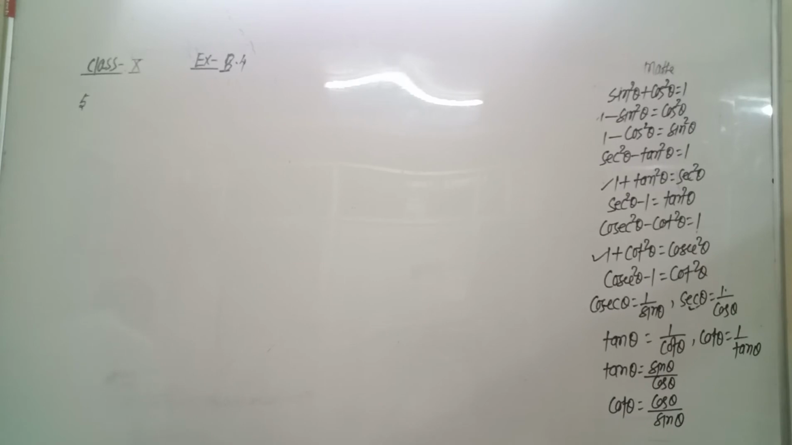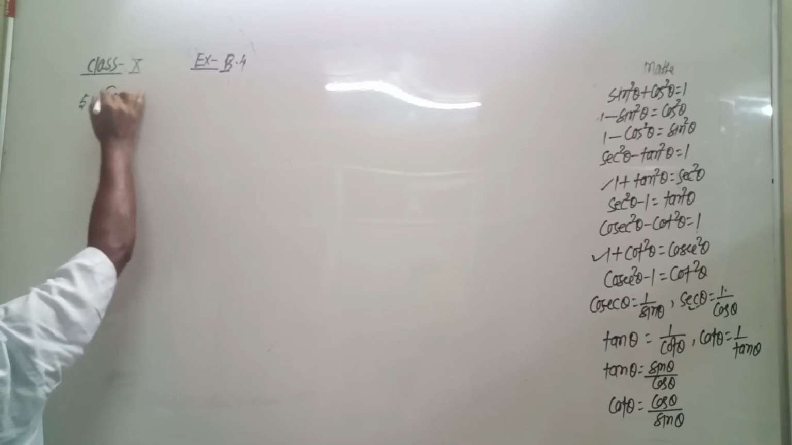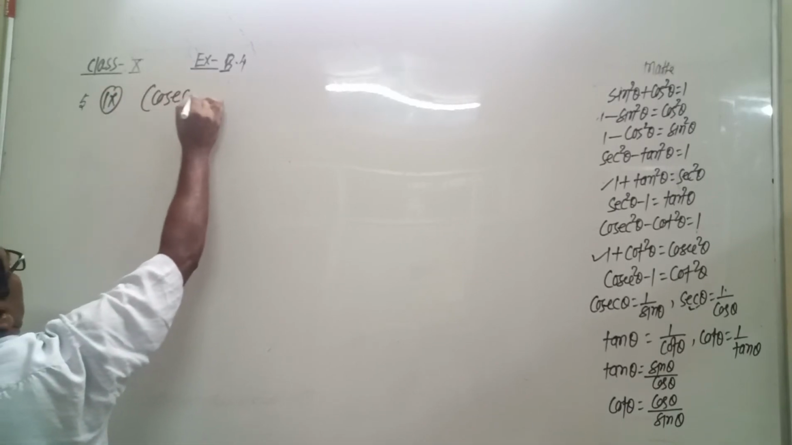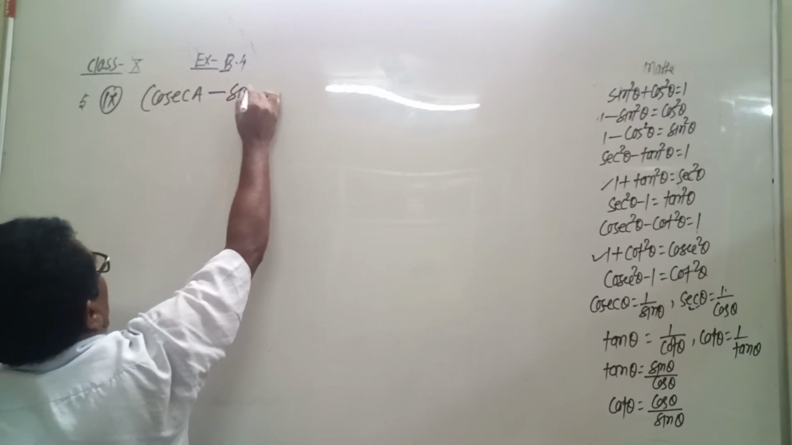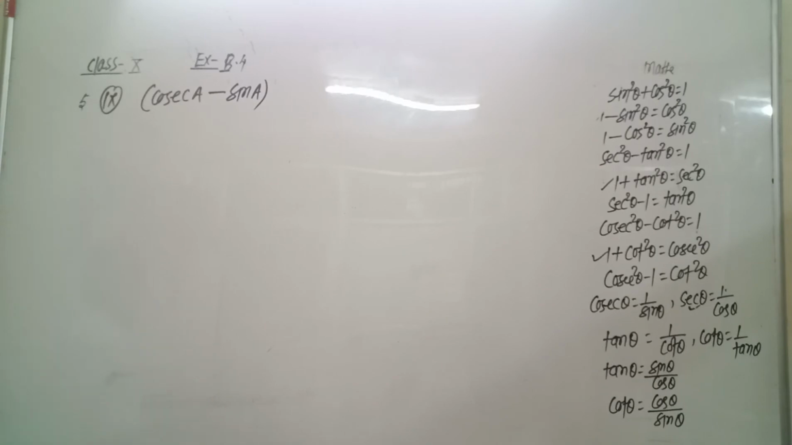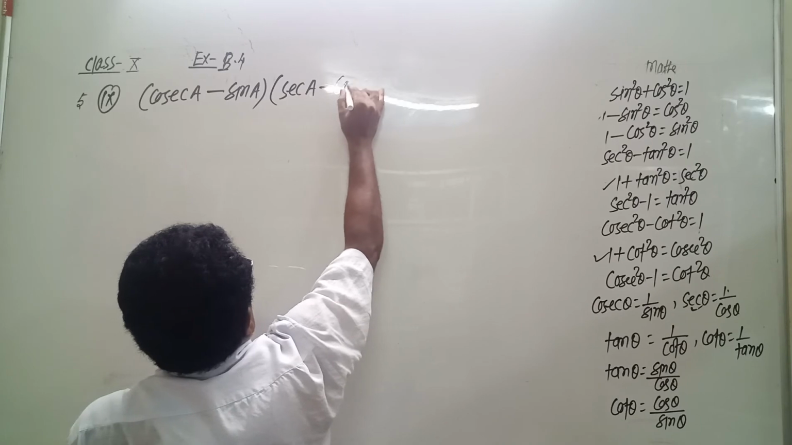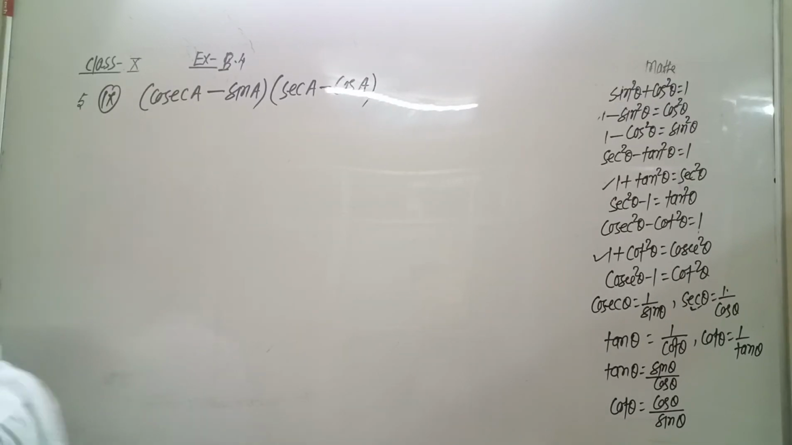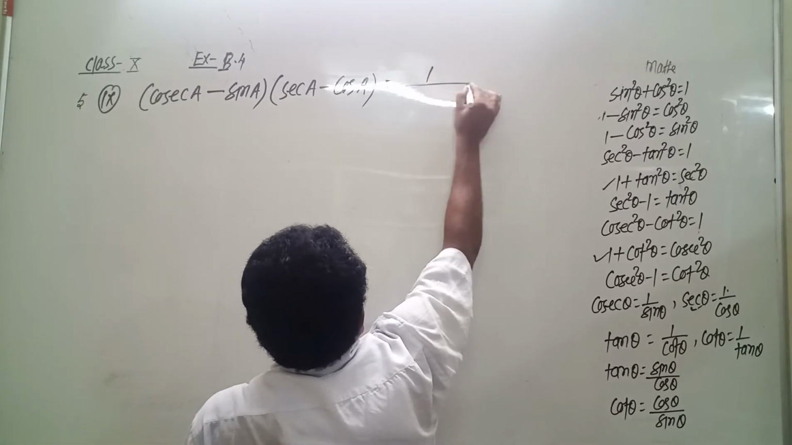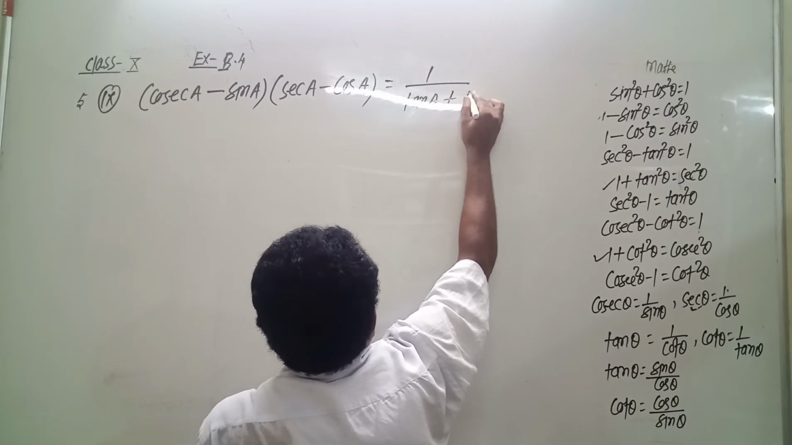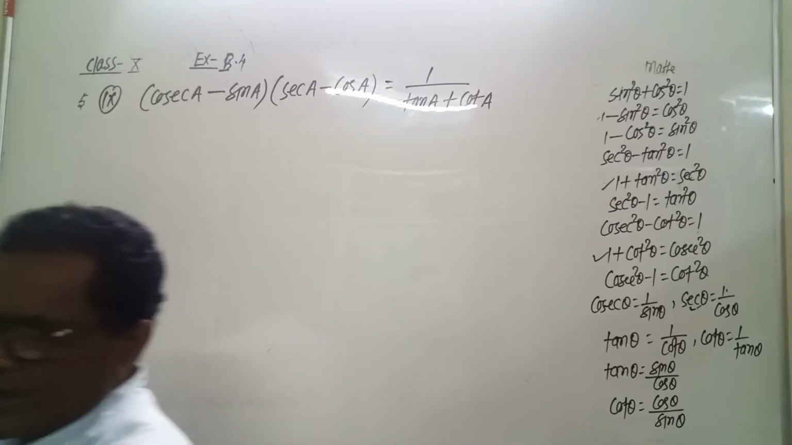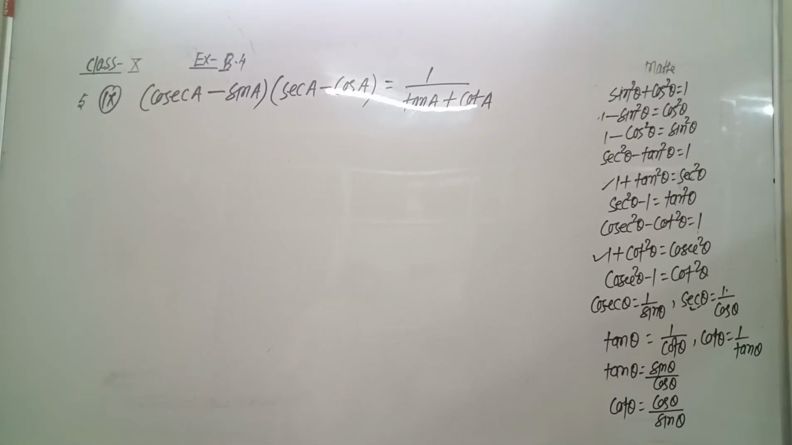Question number 9. Cosec A minus sin A, into sec A minus cos A, is equal to 1 upon tan A plus cot A. We have to prove that 1 upon tan A plus cot A.